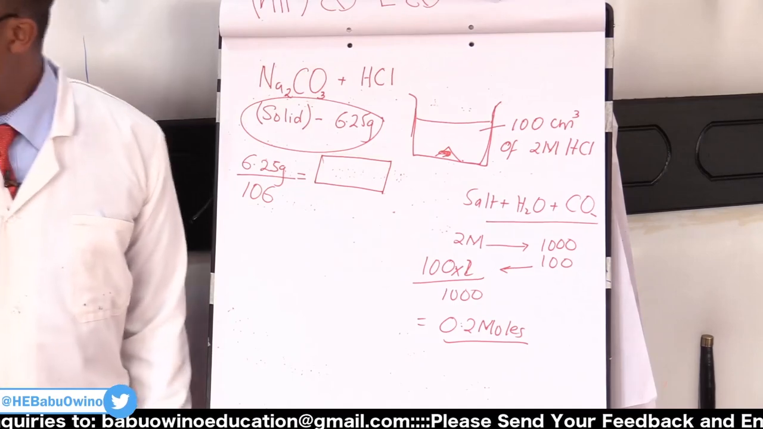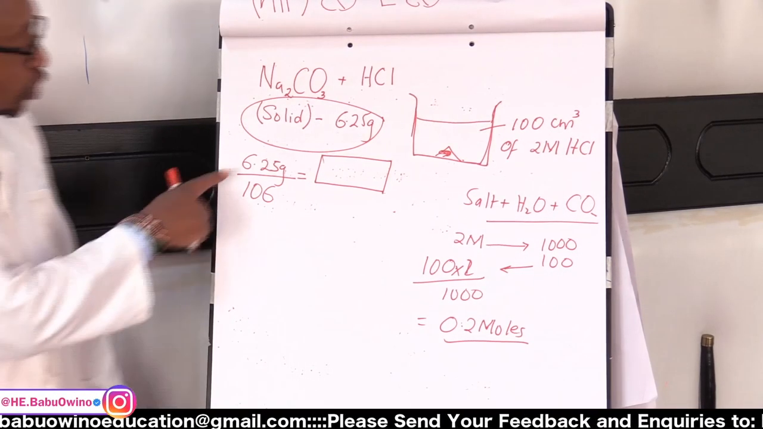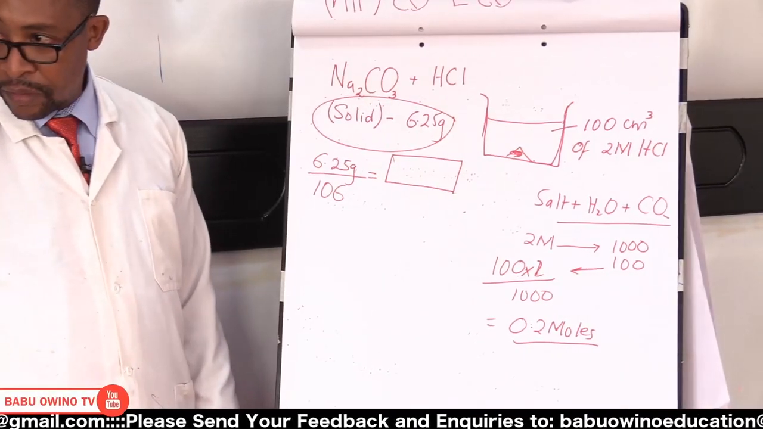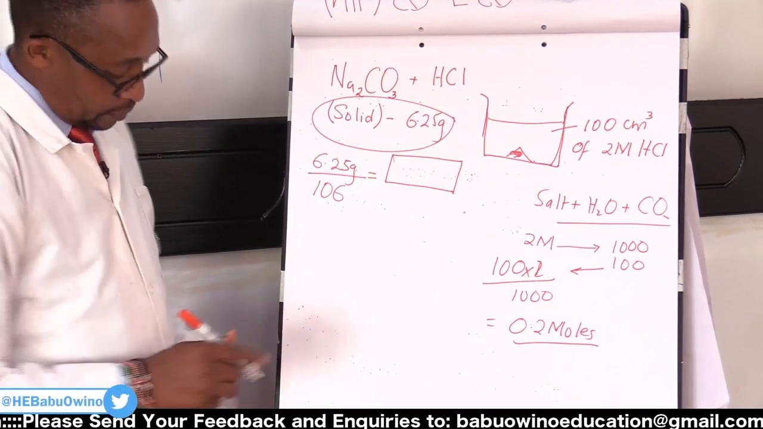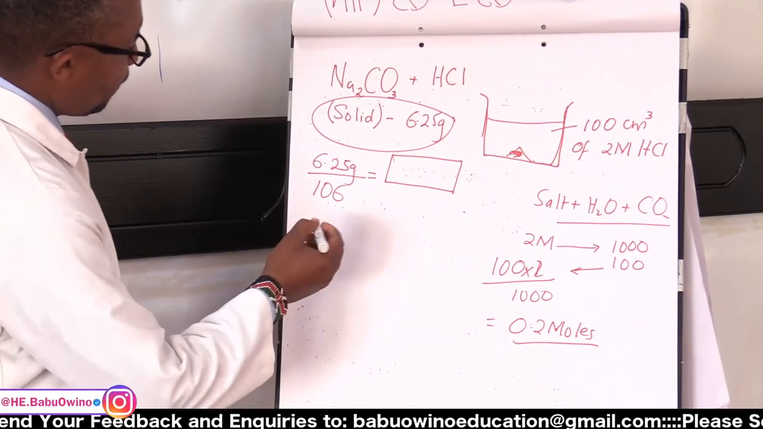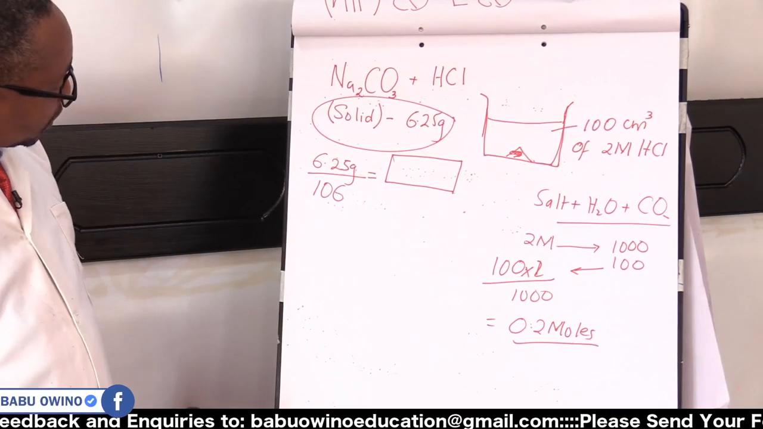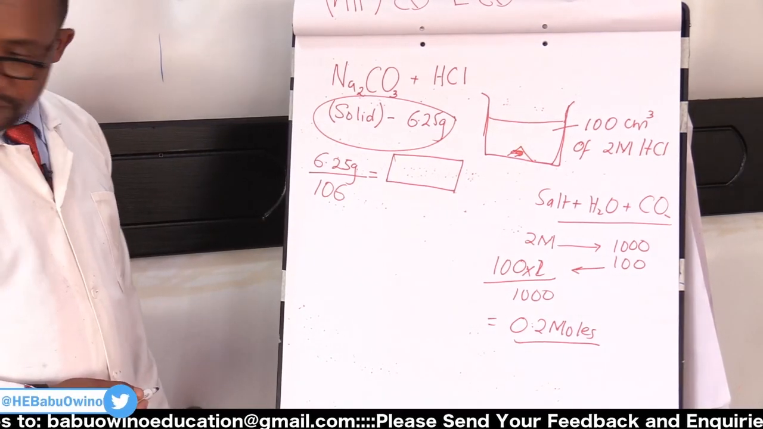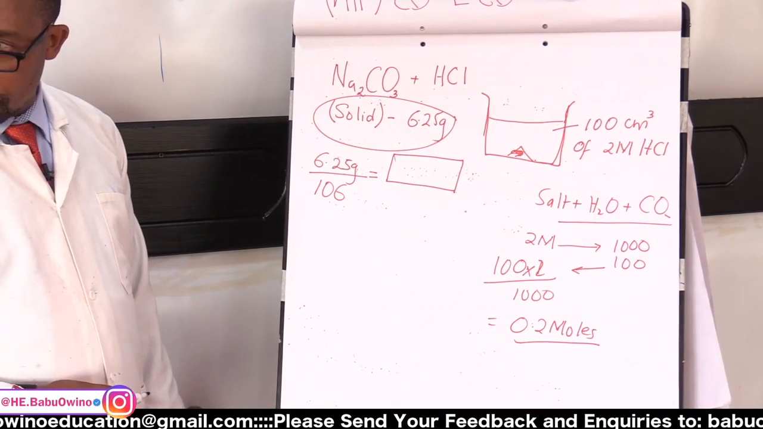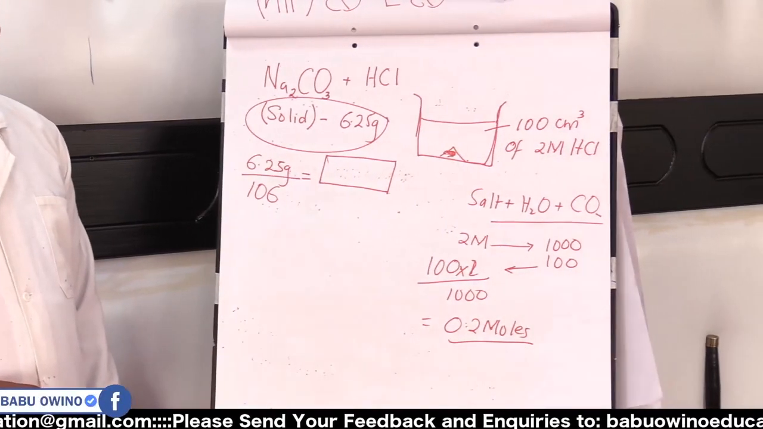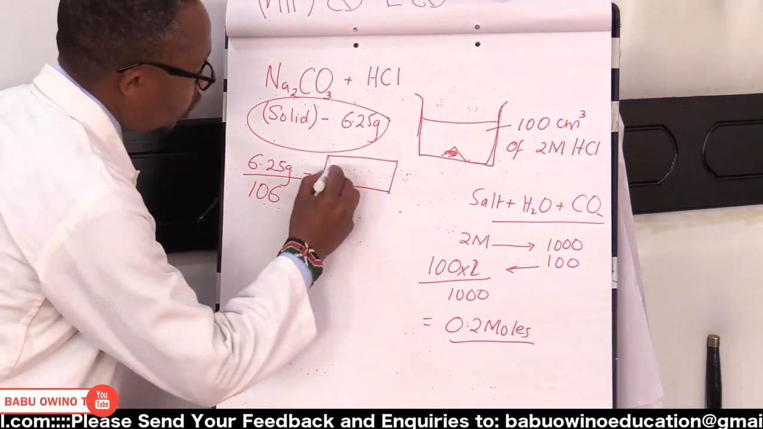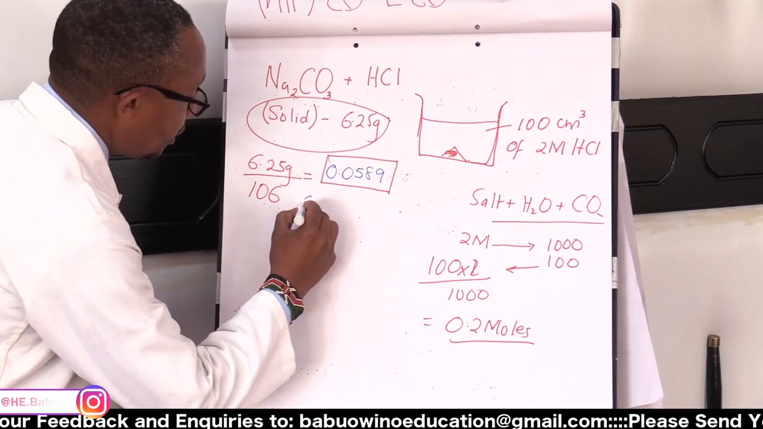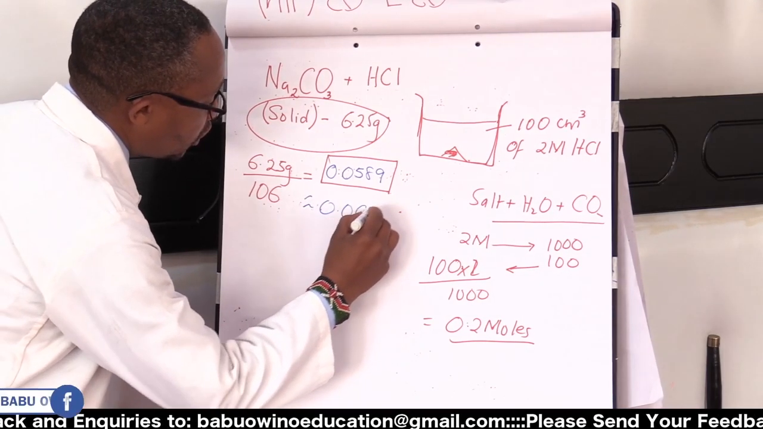What do you get, class? Moshimi, have you worked it out? 6.25 divided by 106. Okay, 0.0589. Yes, fine. So approximately 0.06 moles.